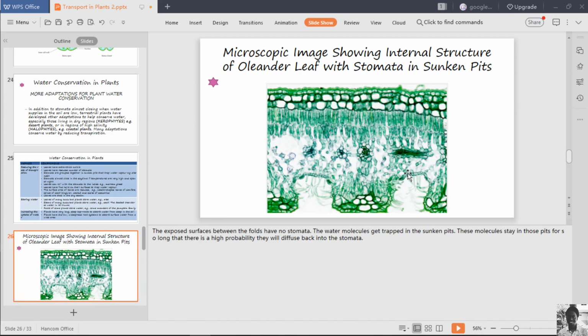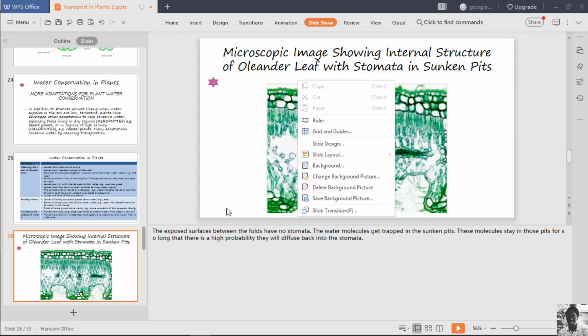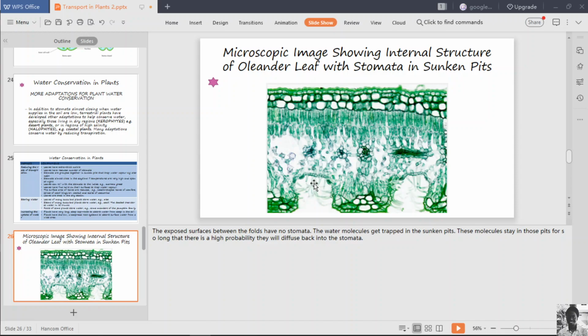Good. So here we have a microscopic image showing the internal structure of the oleander leaf with stomata and sunken pits, right? So this is one of those sunken pits here. The stomata are concentrated or grouped in this region, okay, and you have these hair cells here that trap moisture there, right, increasing the humidity, okay, and shading the stomata from wind currents and light intensity. So if you increase humidity, decrease wind exposure and light exposure, you could decrease the rate of transpiration.